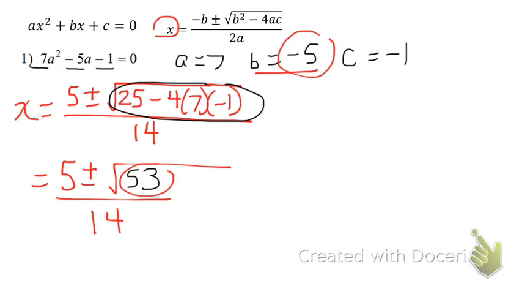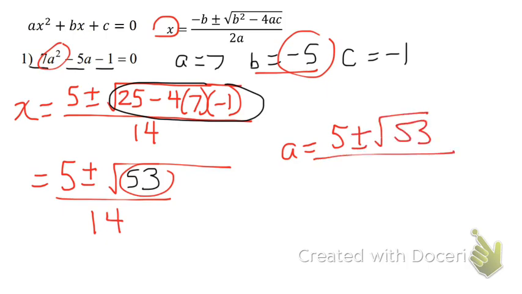Okay, so my value of A in the original problem is 5 plus or minus the square root of 53 all over 14. And that's it. That's about as easy as it could get. Now, what that represents would be a decimal. The square root of 53 is a decimal. Okay, hit pause if you want to do the first one on your worksheet, or keep going.